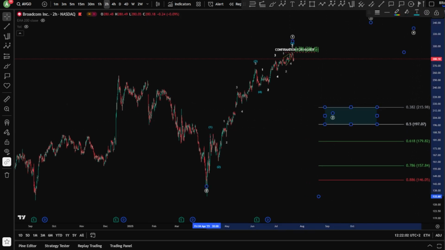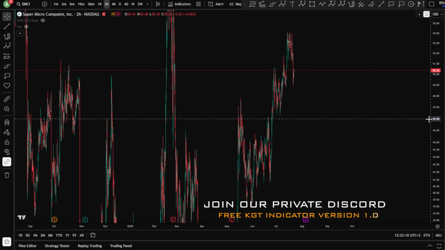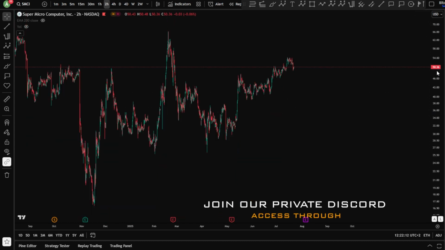Let's see the next one, which is gonna be SMCI, which is Super Micro Computer.